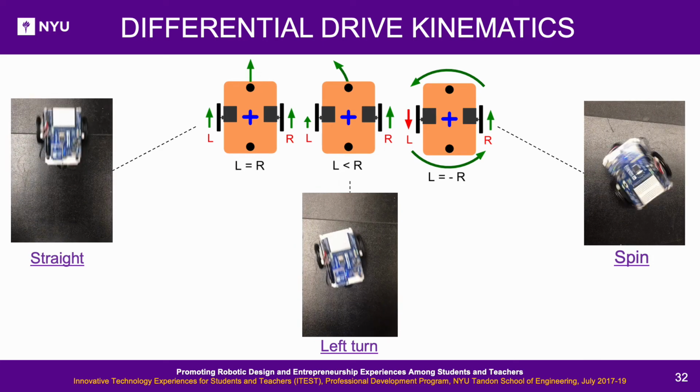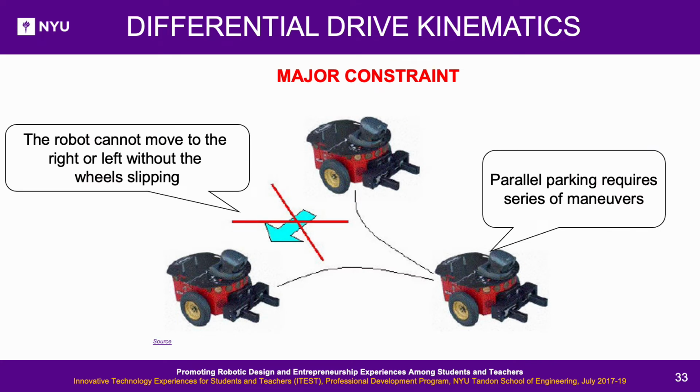of lower speed. One of the major constraints of a differential drive is that the robot can move forwards and backwards easily but cannot move to the left or right without slipping, which makes parallel parking require a series of maneuvers, unlike the mecanum drive.